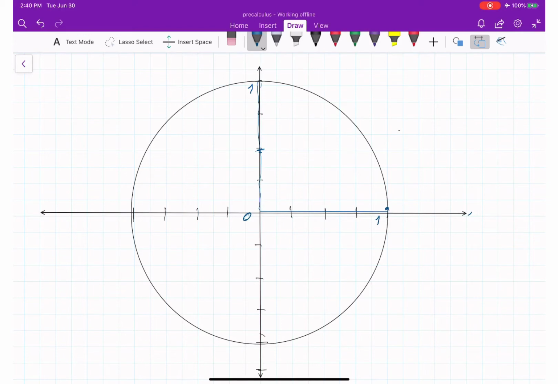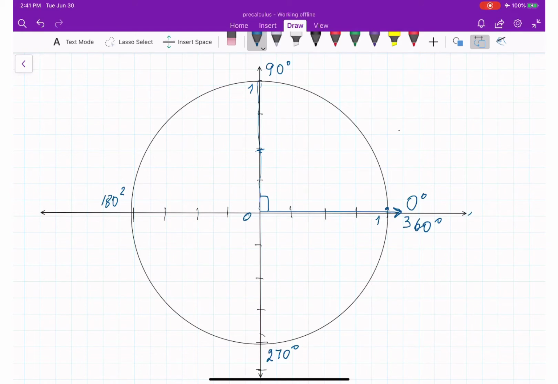This is the initial position of the angle, 0 degrees. Because here we have a right angle, this is going to be 90 degrees. This is going to be 180 degrees. Plus another 90 degrees will be 270 degrees. And coming back, 360 degrees.